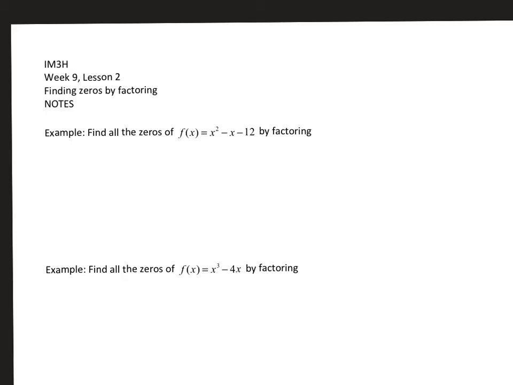Okay, so this lesson is for week 9, lesson 2, and it should be a pretty easy one because literally all we're going to do is take 2 previous lessons that you already knew how to do, and put them together. So one of those lessons was finding zeros, and if you remember, to find zeros, you have to let the function itself equal 0.